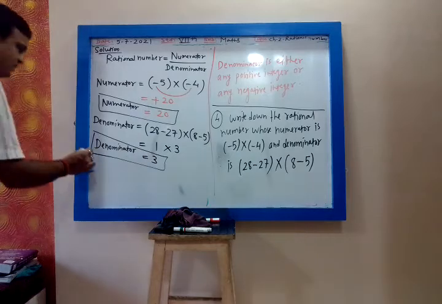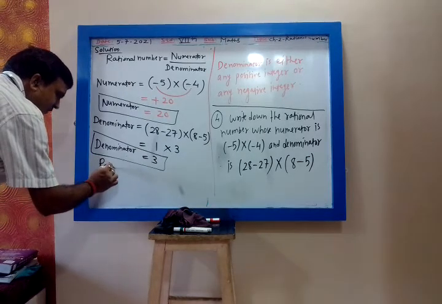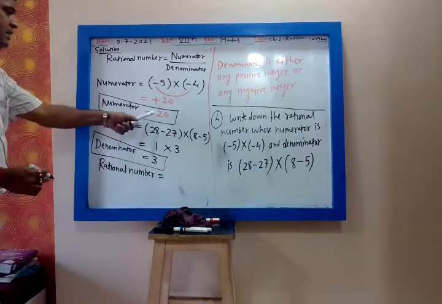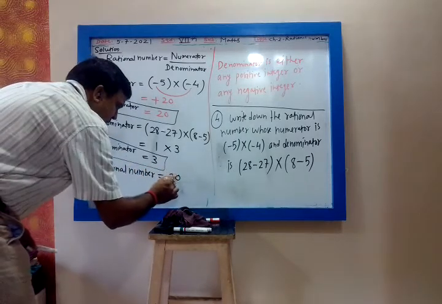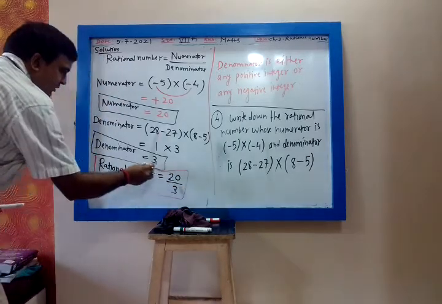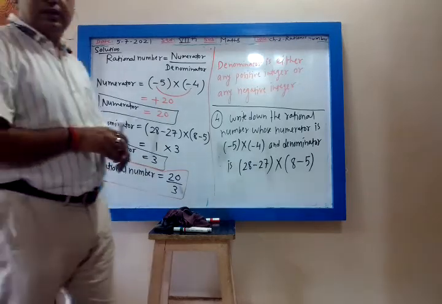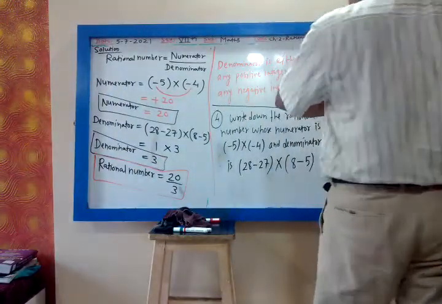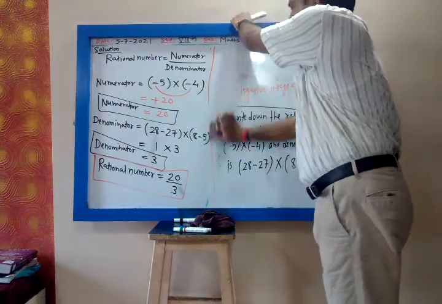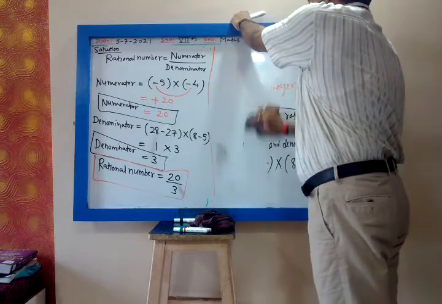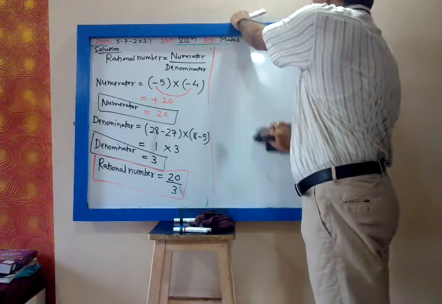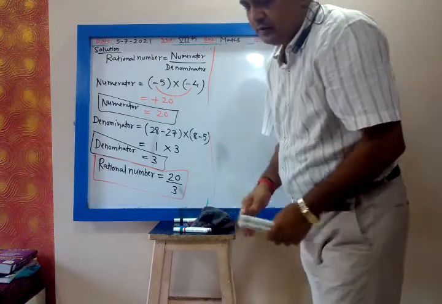Now we substitute the value of numerator and denominator and we will get the rational number. Numerator is 20, denominator is 3. So my rational number is 20 upon 3. Any rational number will have a numerator and a denominator. Numerator is the upper part of that rational number, denominator is the lower part.